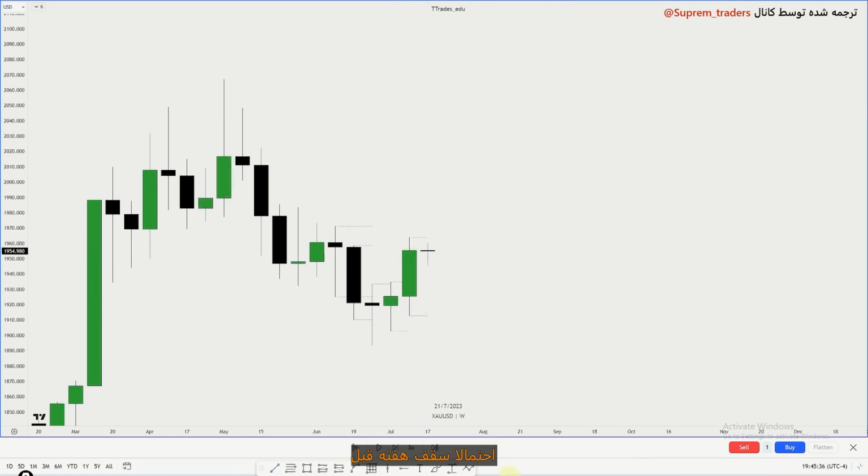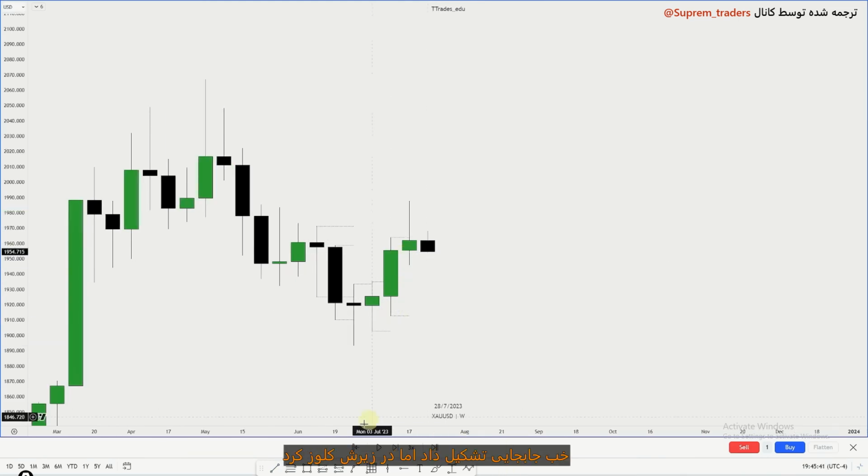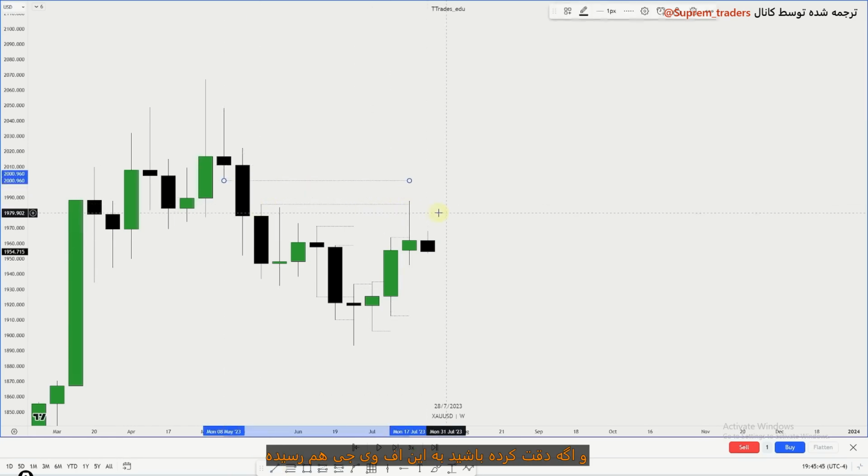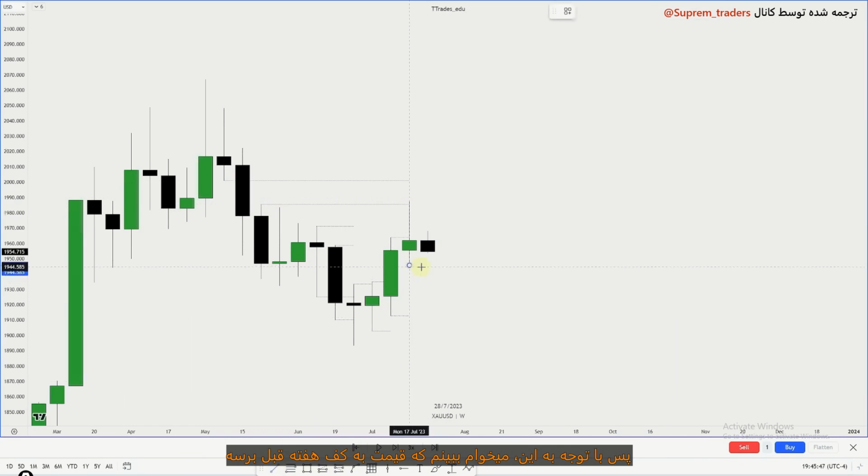Probably previous week's high. Here we displace out, close back in, and if you notice, we did reach over into this fair value gap here. So with that in mind, I'd want to see price reach for previous week's low, but we'll also mark out previous week's high.